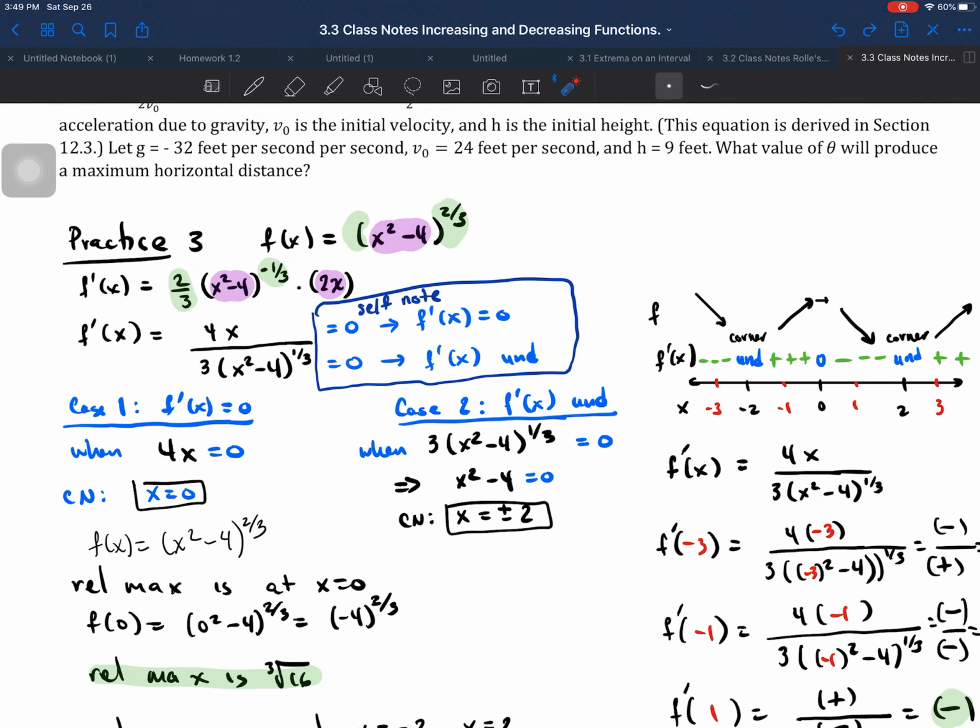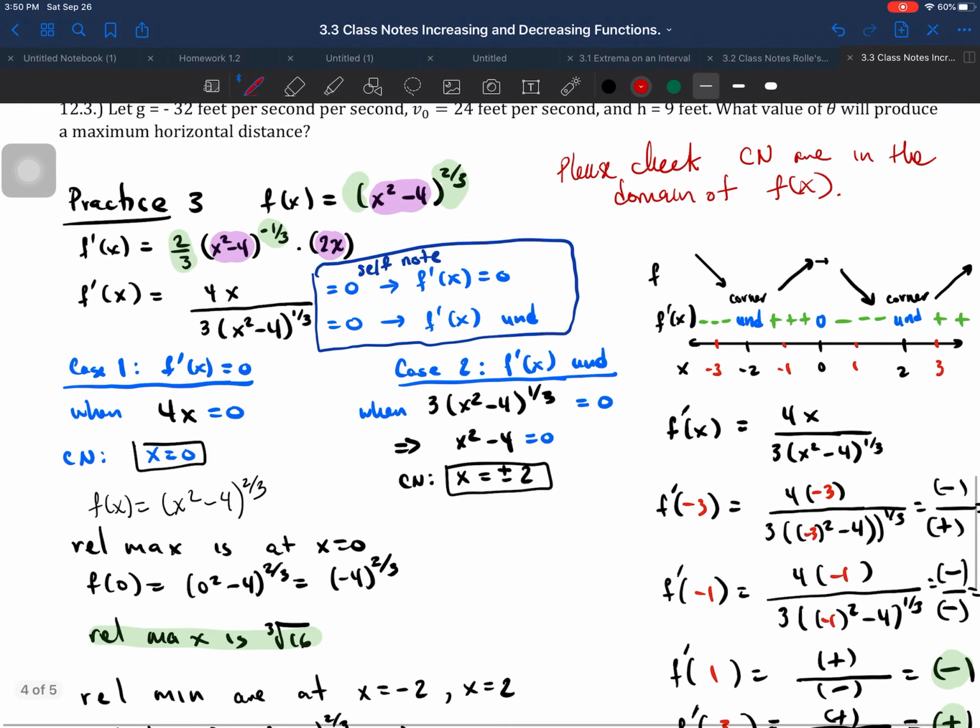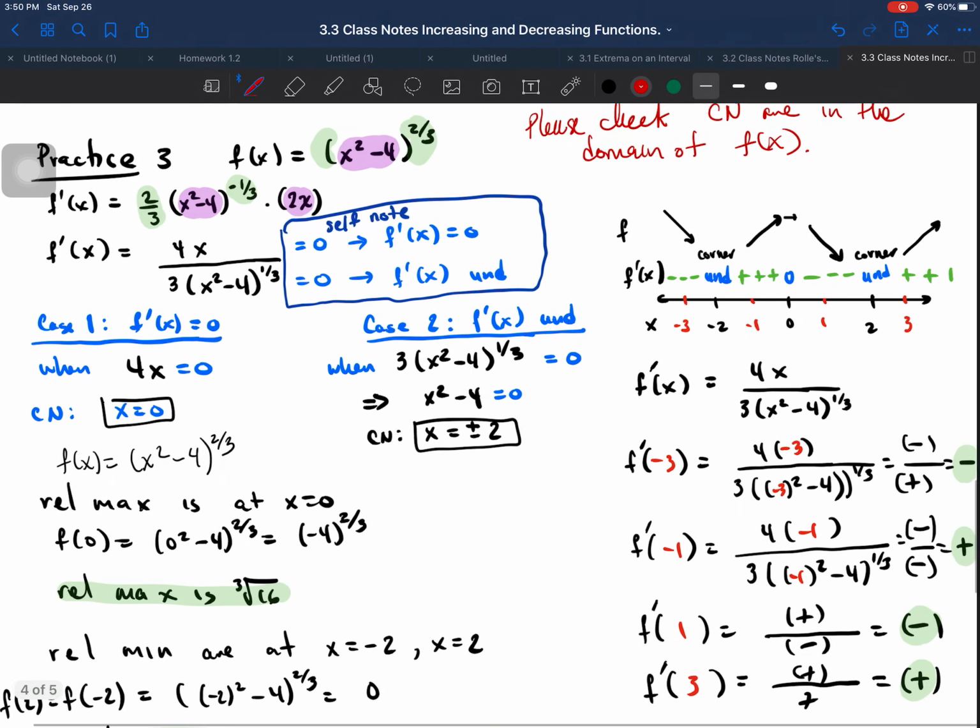Now you have to check that these numbers are within the domain of the function, and they are, right? Please check that your critical numbers are in the domain of the original function. Okay. All right, sometimes we just don't do it because most of the time it works out, but we just have to keep that in mind, right? You should always check it just to be sure.